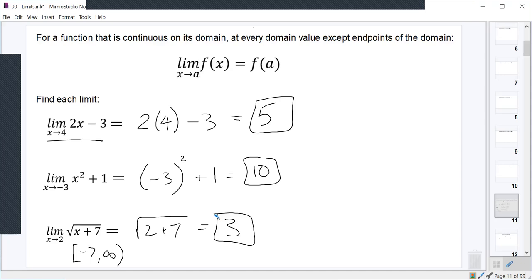A lot of times the question comes up, can't it be negative 3 also? The answer is no. This is the positive square root. If it had a negative sign in front of it, then the answer would be negative 3. But we don't have that in front of it. This is the principal, or positive, square root of x plus 7, so our answer is just 3.